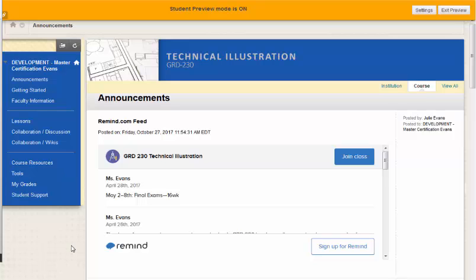Hi, this is Julie Evans, instructor for GRD 230 Technical Illustration, and this is a quick tour of my epic exemplary course. We open with the announcements area.